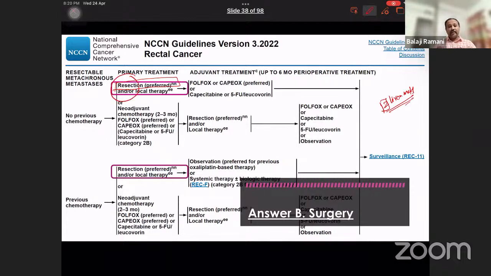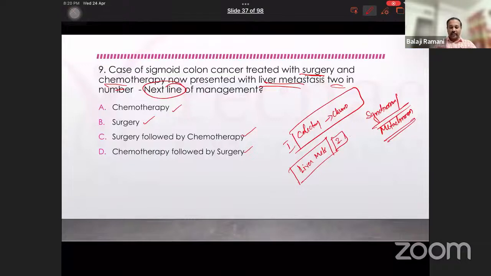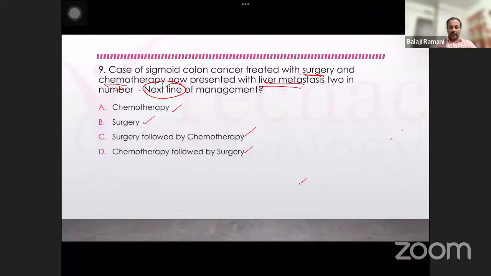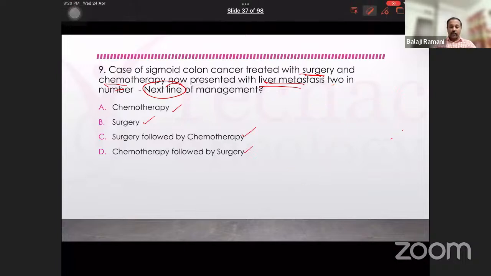Then do you give anything further? So here is where the no previous chemotherapy rule comes in. If there is no previous chemotherapy, then you plan for resection followed by CAPOX or FOLFOX. So if there is any kind of metastasis, the initial treatment is going to be surgery. Whenever you have a resectable tumor, in terms of metastasis, the initial treatment is going to be surgery. That is the preferred first line treatment in case of any kind of resectable metastasis.